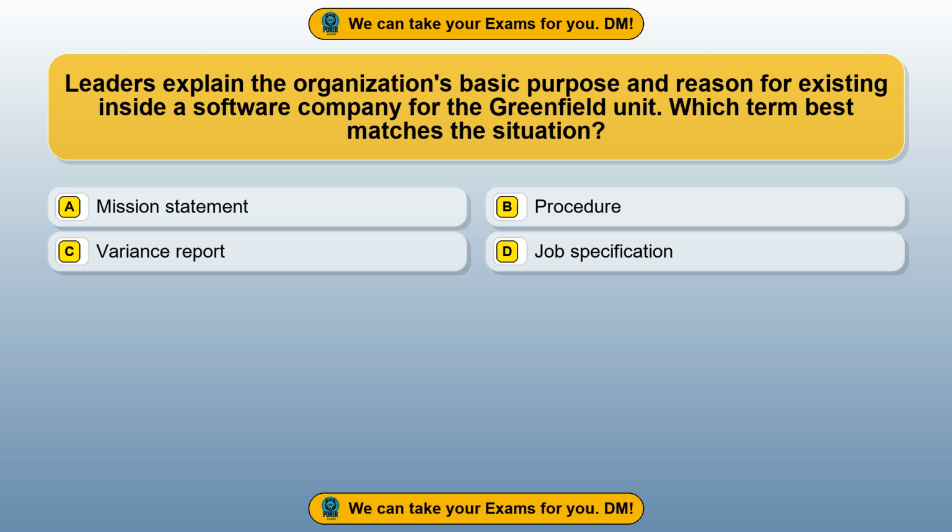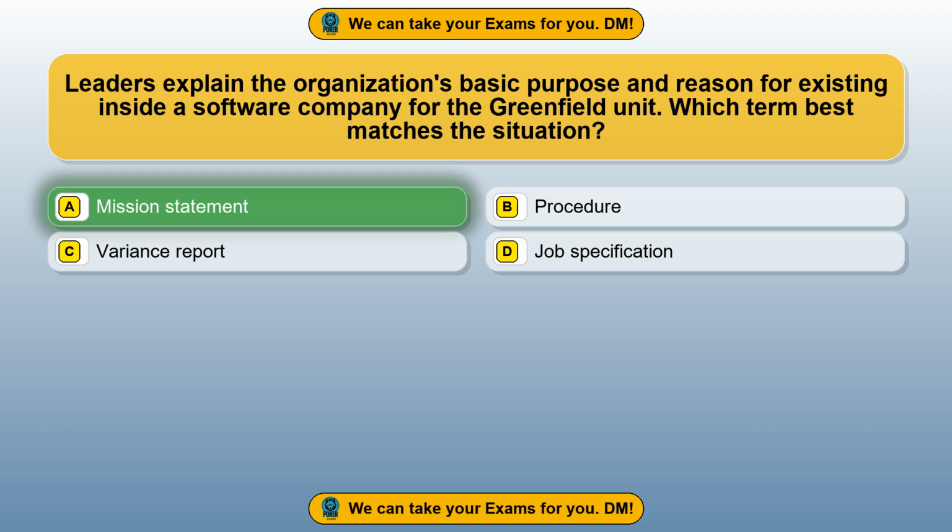Leaders explain the organization's basic purpose and reason for existing inside a software company for the Greenfield unit. Which term best matches the situation? Option A, mission statement. Option B, procedure. Option C, variance report. Option D, job specification. The correct answer is option A, mission statement.